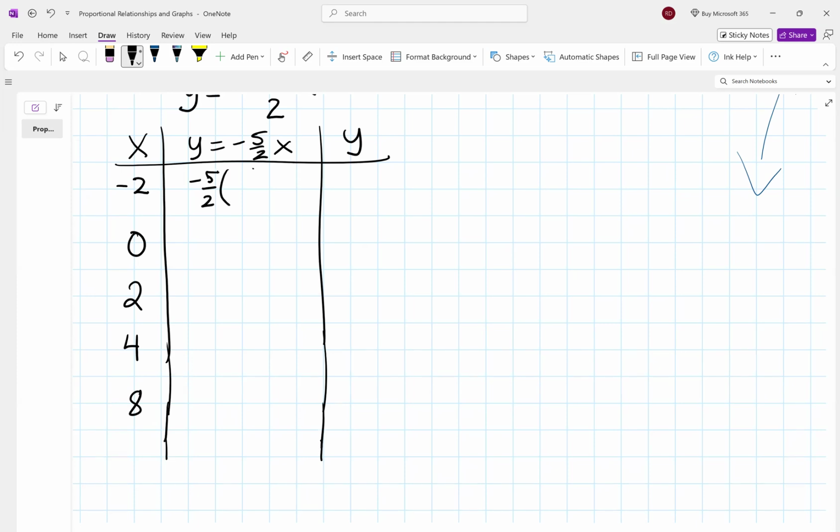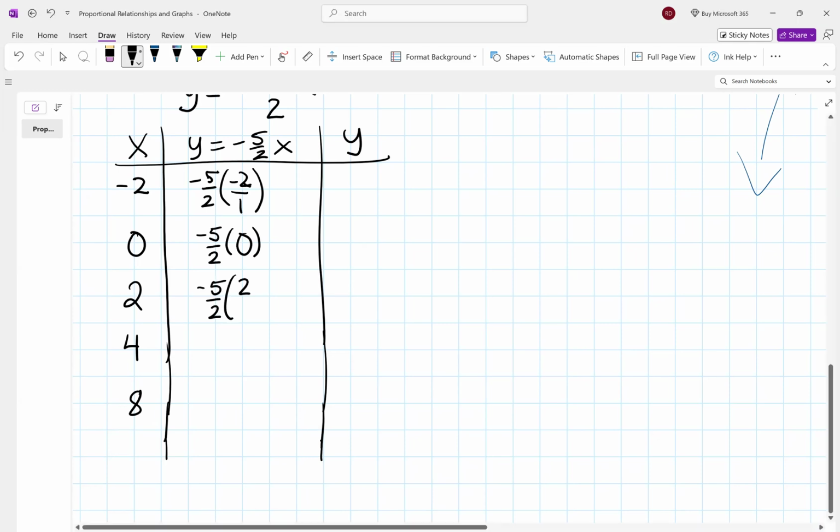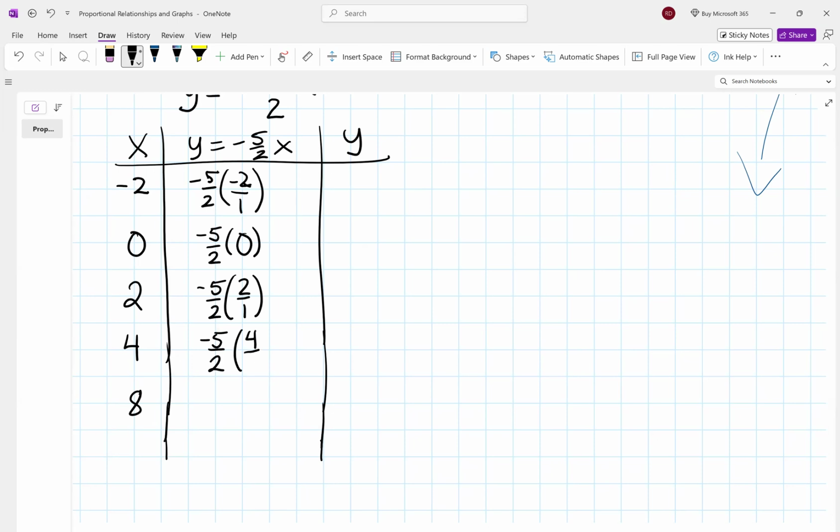-5 halves times my x value. And remember, you can write it on the top of the fraction because the bottom's going to be 1. Here I have -5 halves times 0. I'm not going to make 0 a fraction because anything multiplied by 0 is just 0. This one, I'm going to say -5 halves times 2. I'm going to make it a fraction, so it's 2/1. Then I have -5 halves times 4/1. And then lastly, I have -5 halves times 8/1.